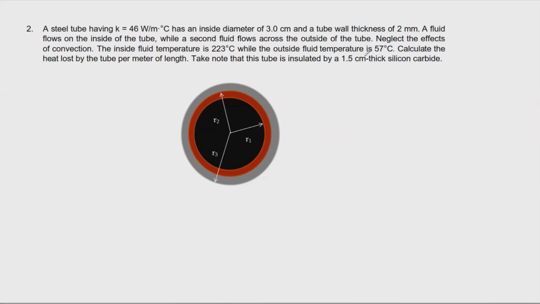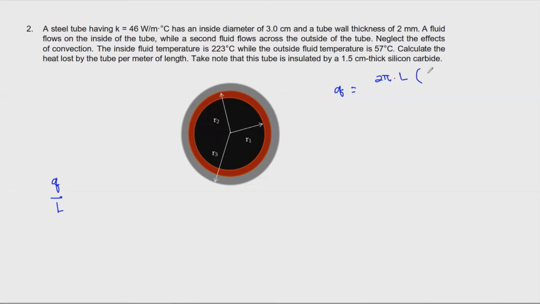If we are asked to find the heat loss by the tube per meter of length, we need to find Q over L. From our equation, Q is equal to 2 pi, multiplied by L, and then the change in temperature. In this case, I have T1 from the inside, and then from the outside, since I have two resistances here, one given by the steel tube, and the other given by this silicon carbide.